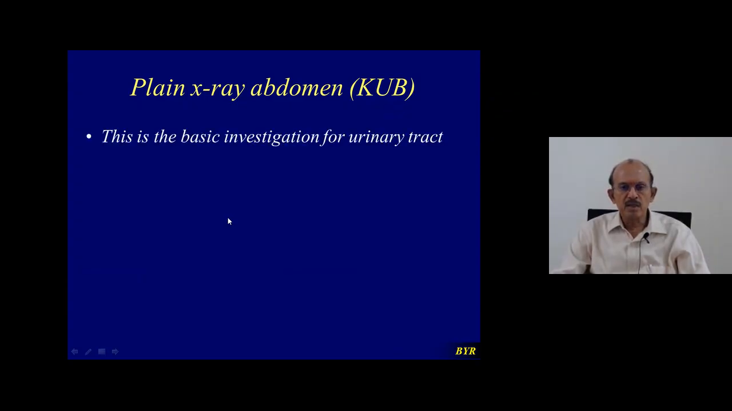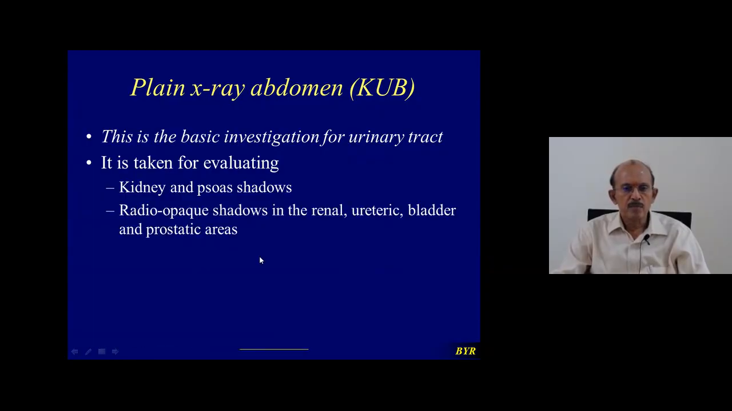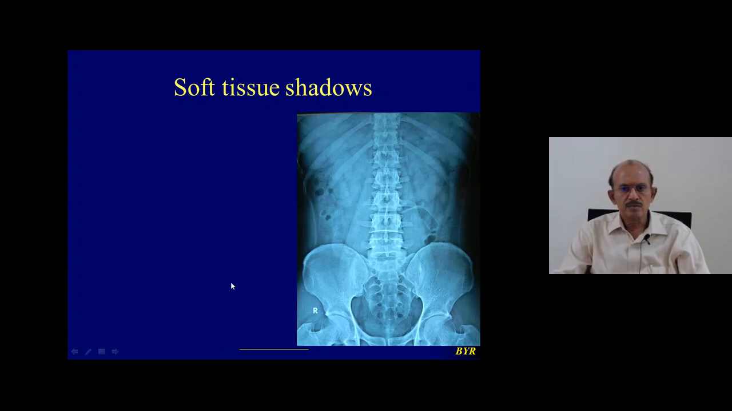This is the basic investigation for the urinary tract. It is taken for evaluating kidney shadows and psoas shadows, to evaluate for radio-opaque densities in the renal, ureteric, bladder, and prostatic areas. This is a simple plain X-ray of the abdomen, or as you can say, a normal plain X-ray abdomen. So what do you see here?